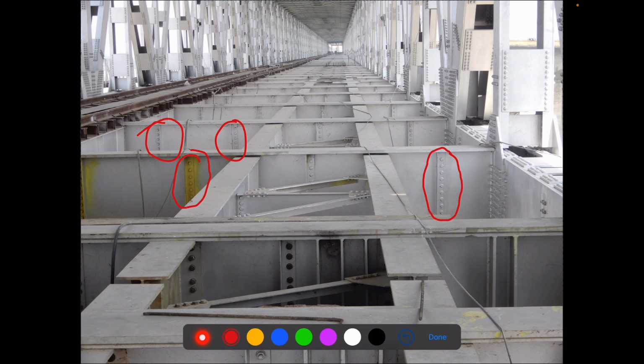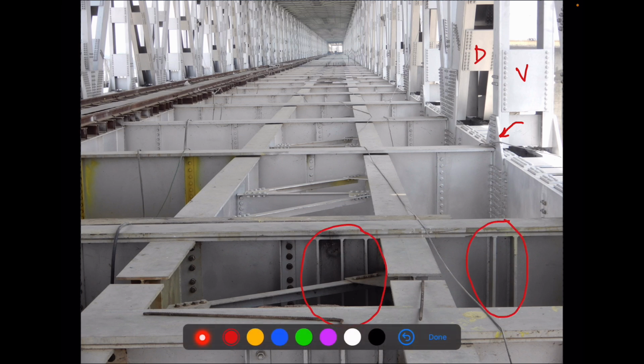And what else is visible over here? This is the gusset plate at the panel point. This is our vertical. This is our diagonal. And what are these?